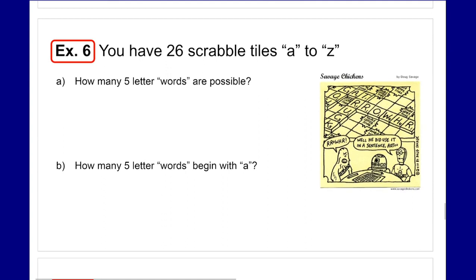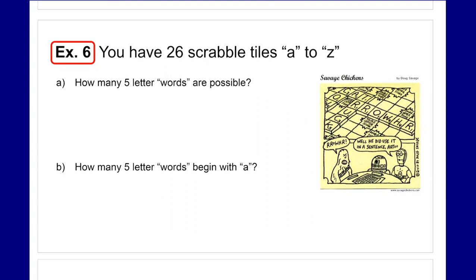You have 26 Scrabble tiles, A to Z. How many 5-letter words are possible? Well, in this case, I have 26, picking 5. I could do the slot method, 1, 2, 3, 4, 5. Either method works. 26P5, 7,893,600. 26 times 25 times 24 times 23 times 22.